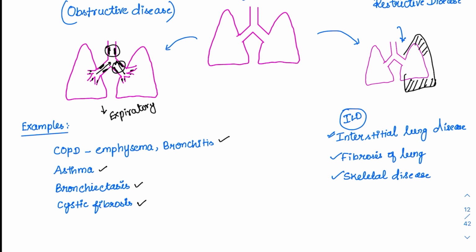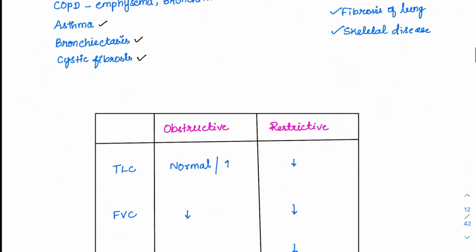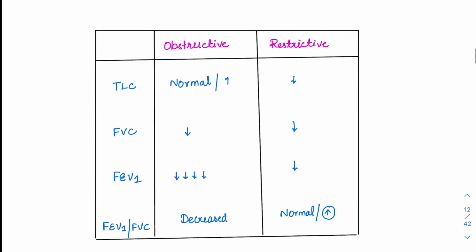So now with this knowledge, let's try to understand what happens to all the volumes and capacities in these diseases. Coming to the obstructive and restrictive diseases and their values, the TLC, that is the total lung capacity, in an obstructive disease can be normal. It's pretty simple because there is a problem with the airways. Parenchyma is normal, so the TLC can be normal. Sometimes it can be increased also. Pay attention here because this increase happens only in one disease, that is emphysema.